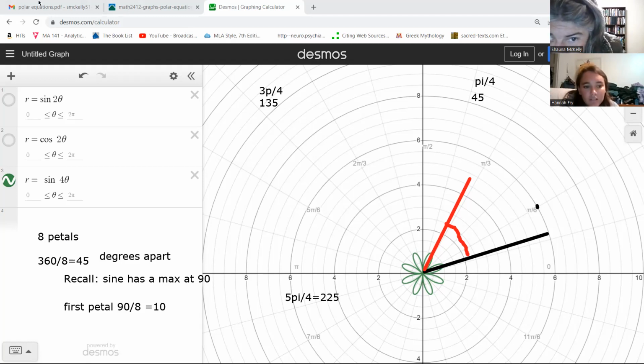Now the reason I wanted to erase this, not because it's wrong, but because it's not to scale, and it's going to mess you up if you are looking at this, because your next petal should be at 55. This makes it look like it's at 63 because of the size of the line I drew. But that's where this is coming from. That's how you figure out where these things are.